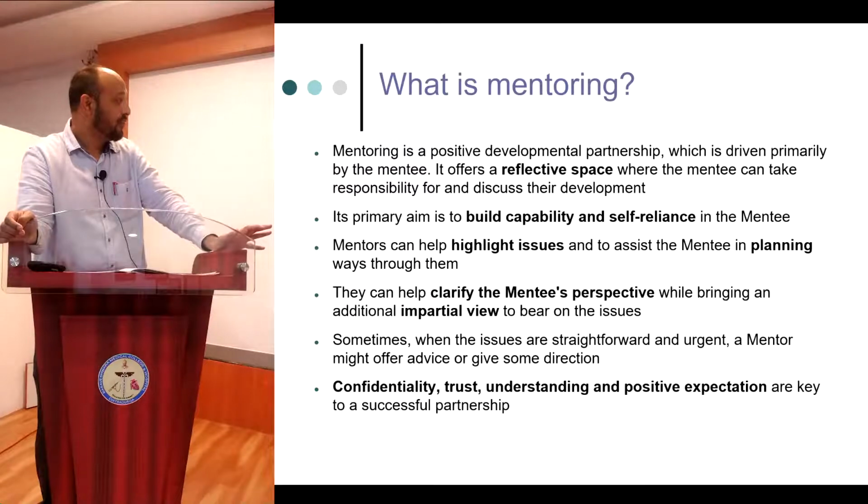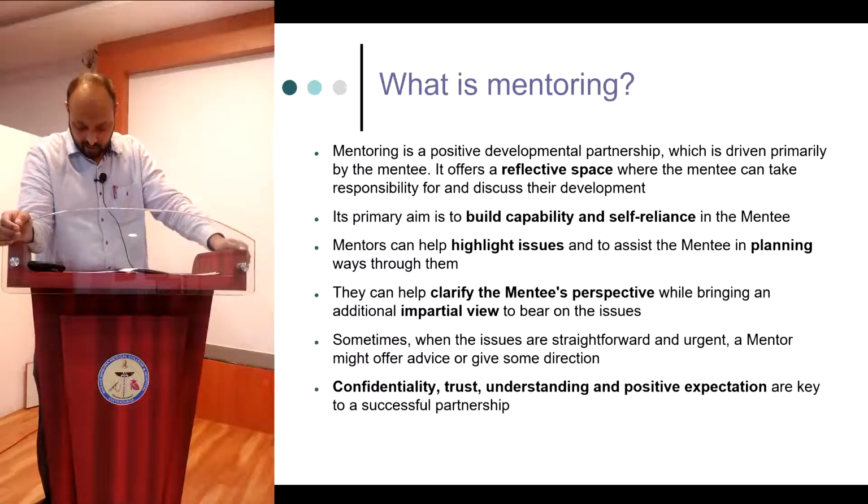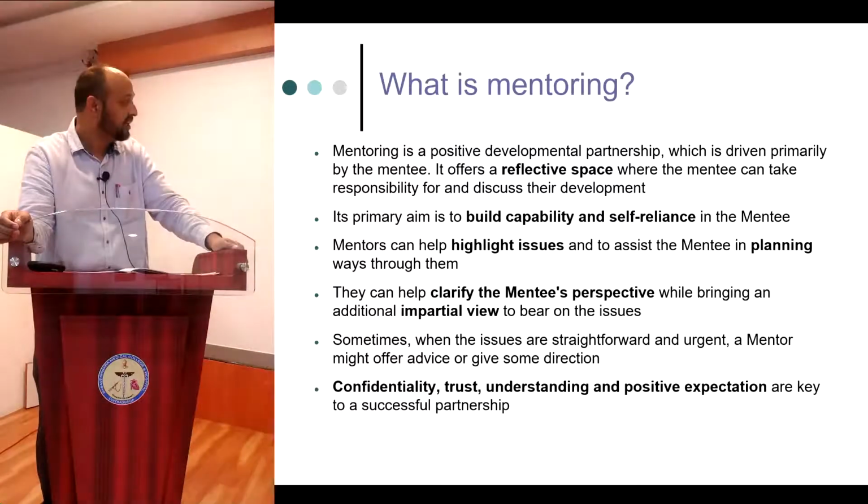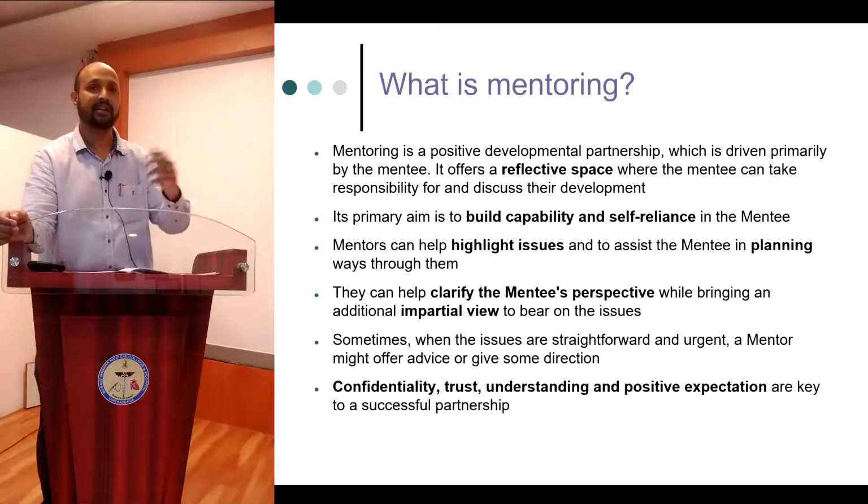Mentors can help clarify mentees' doubts, bringing in a prospective, impartial view to bear on issues. Some issues will arise, and the mentee will come to the mentor, because we have more capable mentors.